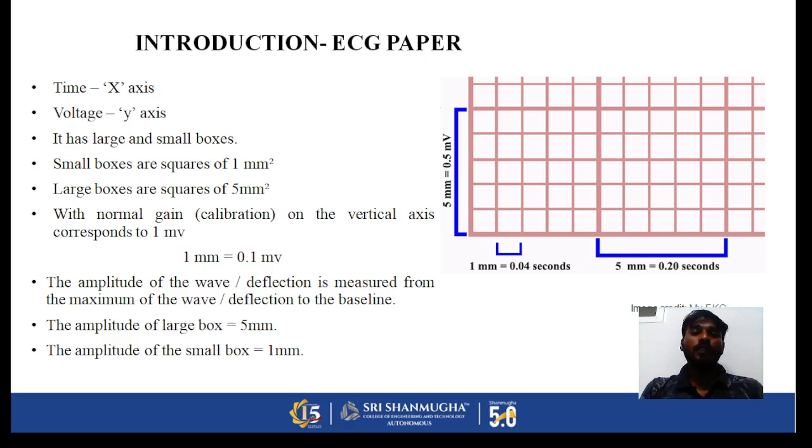It has both large and small boxes. The small boxes are squares of 1 mm and the large boxes are squares of 5 mm, with the normal gain on the vertical axis corresponding to 1 mV. 1 mm is equal to 0.1 millivolt, so 1 millivolt is equal to 10 mm. The amplitude of the wave is measured from the maximum of the wave to the baseline. The amplitude of the large box is 5 mm and the small box is 1 mm.